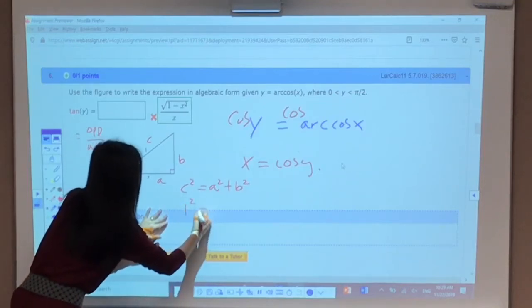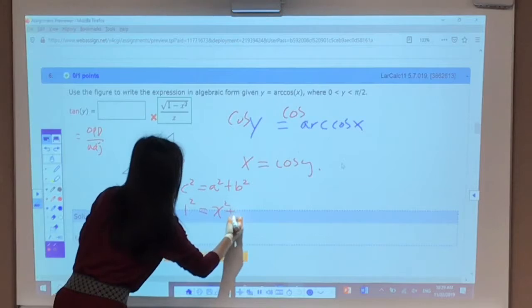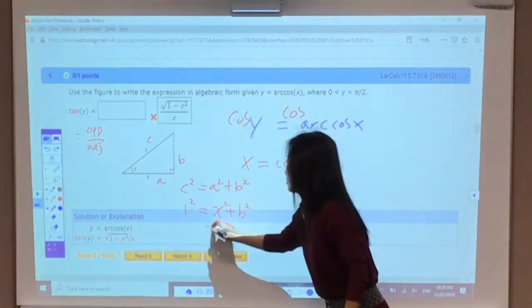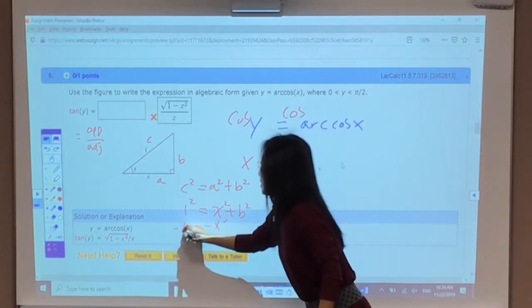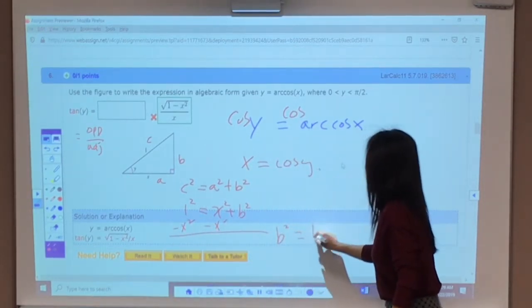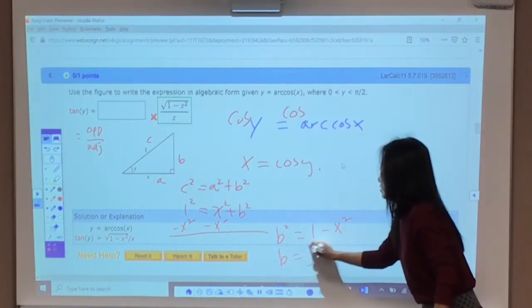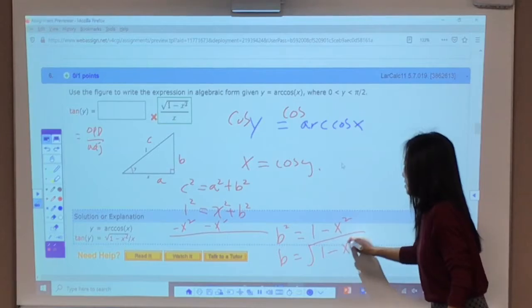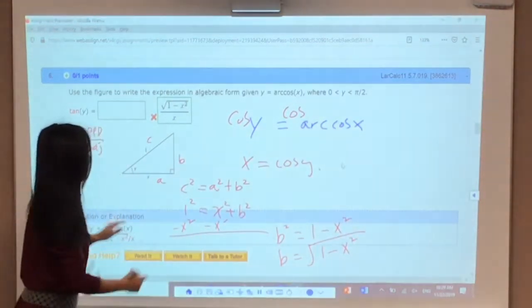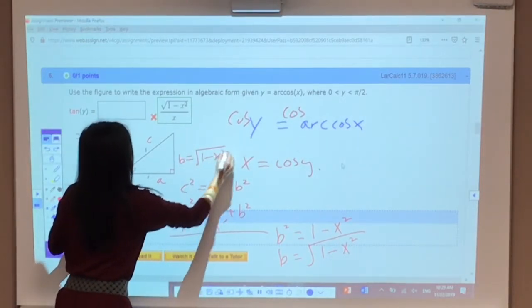So 1 squared equals A, which is X squared. What's my B? I don't know. That's what I'm looking for. So I subtract X squared. Then you get B squared equal to 1 minus X squared. I'm looking for B, so I need to do what? Square root of 1 minus X squared. So I just figured out what my B is.